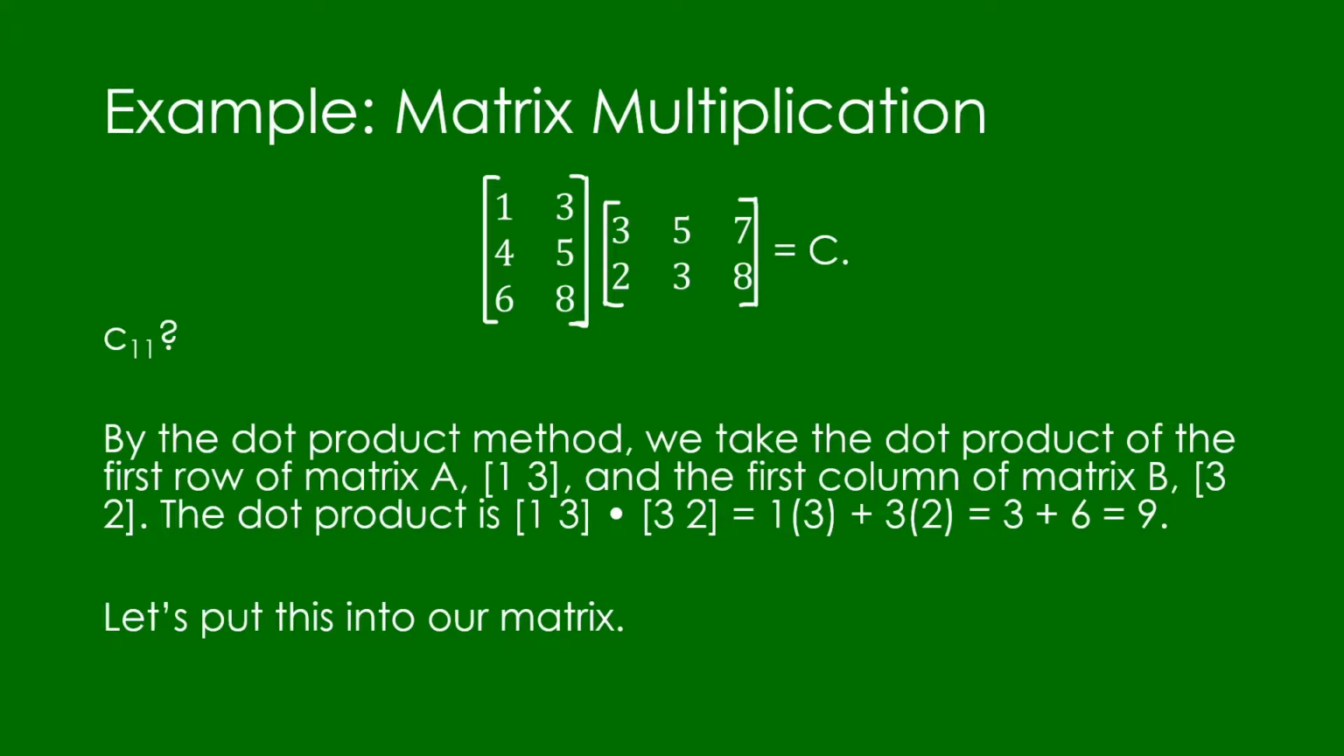The dimensions for the resultant matrix C should be 3 by 3, which is the number of rows of matrix A by the number of columns of matrix B. Let's find C11, that is, let's find the element of the first row and first column of matrix C. By the dot product method, we take the product of the first row of matrix A, (1, 3), and the first column of matrix B, (3, 2). The dot product, (1, 3) dot (3, 2), equals 1 times 3 plus 3 times 2 equals 9. Let's put this into our matrix C.